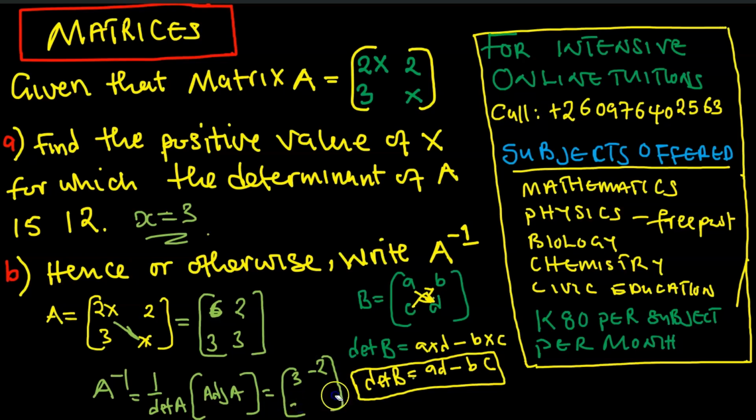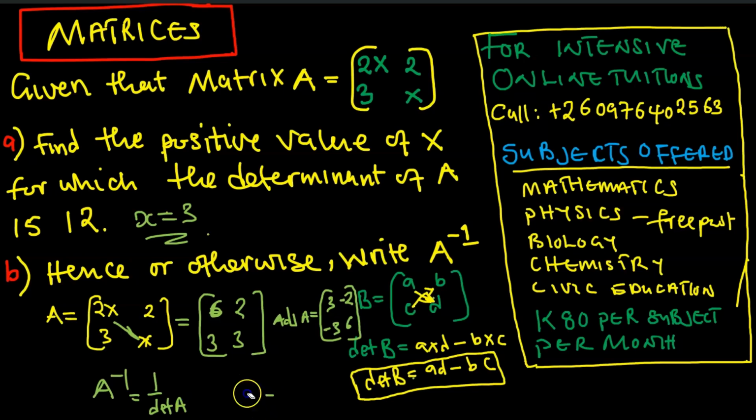Now, since we found the adjoint of the matrix, let me just put it here. Adjoint of A is equal to 3, negative 3, then we have negative 2, then we have 6. So this is the adjoint of the matrix A. Now, we want to find its inverse.